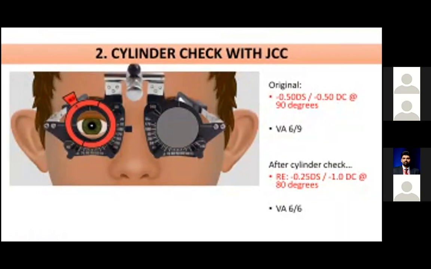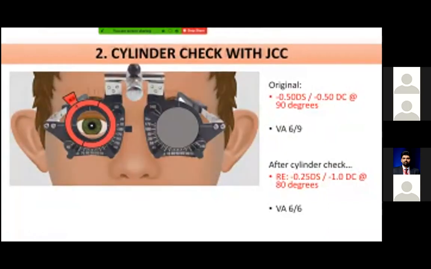So we increase the cylinder power from minus 0.5 to minus 1. So we change it by 0.5. So the cylinder increased, and the sphere is reduced by half the value, that is by 0.25. So the sphere became minus 0.25 and the cylinder became minus 1 at 80. And this is how we do the second part of subjective, that is cylinder check.